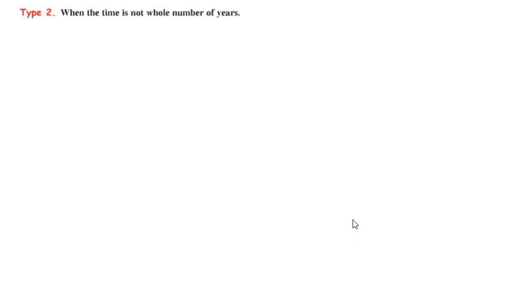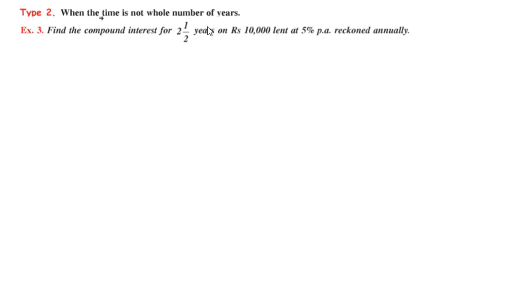Okay. Now let us move to the second type of problem, where the number of years is not a whole number. Find the compound interest for 2.5 years. Many times we put money in the bank not for complete years, but we withdraw the money after 2.5 years, or after 3.5 years, or after 4 years 3 months. So in that case, how do we calculate the interest and the total amount?